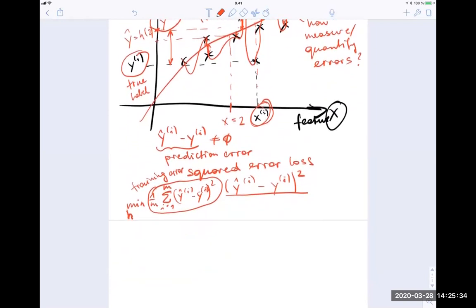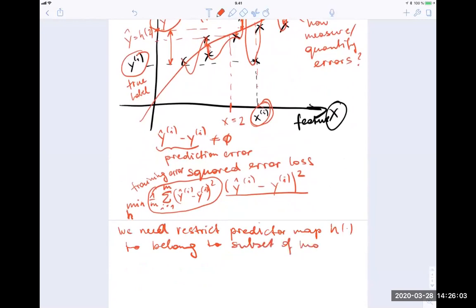Therefore, we need to restrict the predictor to belong to a subset of functions. Restrict the predictor function or predictor map to belong to a subset of maps that map the feature values to possible label values.